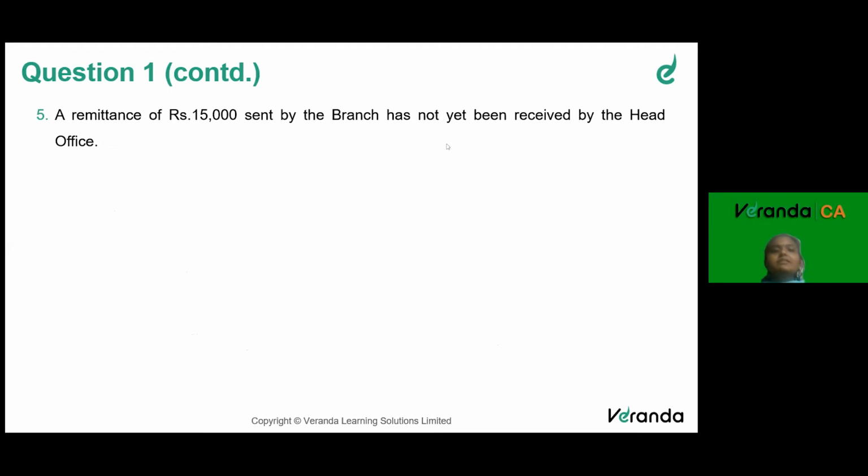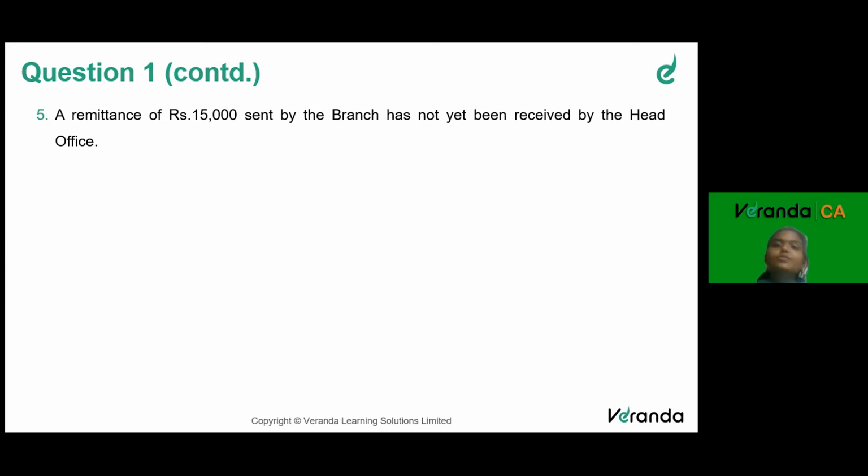Now I said on transit. This amount is in transit. Branch has sent it, head office has not received it. That solves the problem. Okay, but it's not that it is not going to be received at all. Probably, at the close of the period, this has not been received. So remittance has been sent by branch, but not received by the head office.